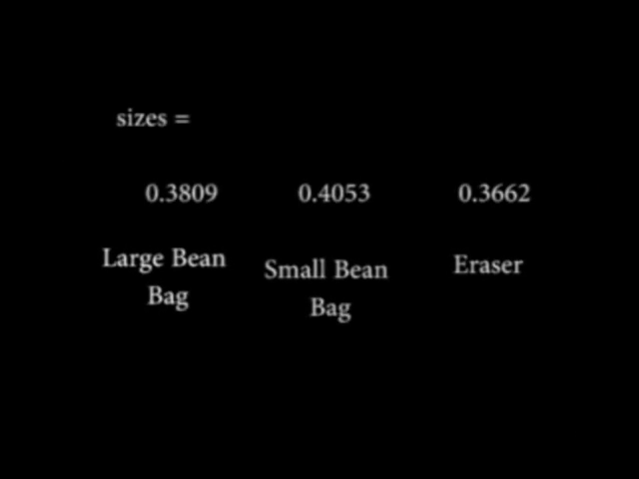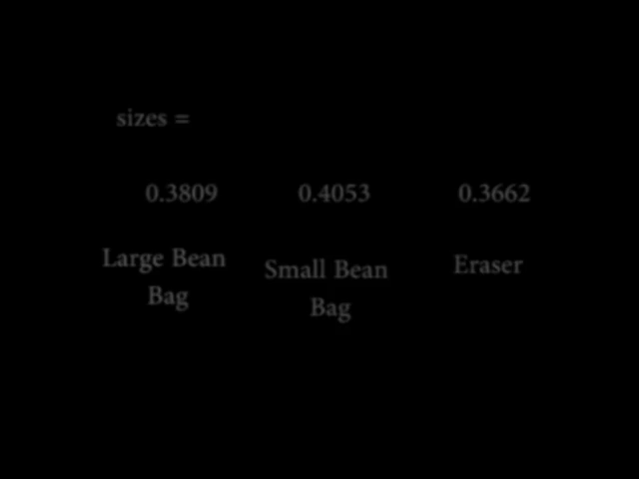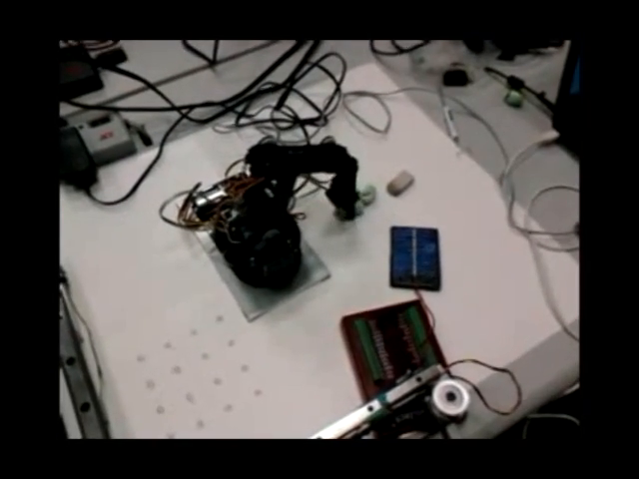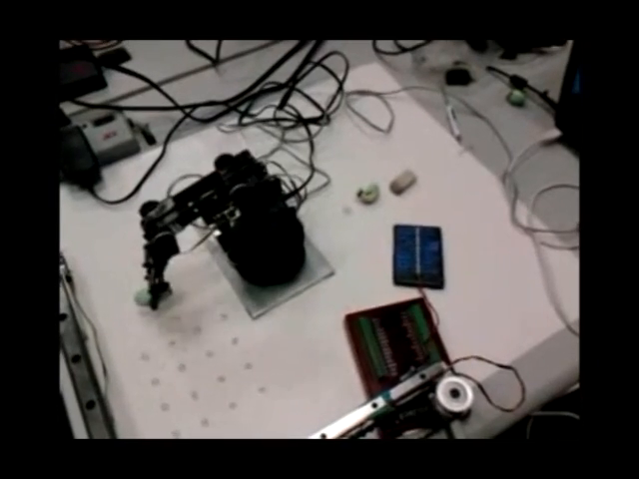Here are the signals from the three objects. As you can see, the eraser has the lowest signal because it took up the most space on the solar cell, and the smaller beanbag has the highest signal because it took up the least space on the solar cell. Finally, based on the signals from the solar cell, each object is arranged based on its size, with the largest object being closest to the robot and the smallest object being farther away.